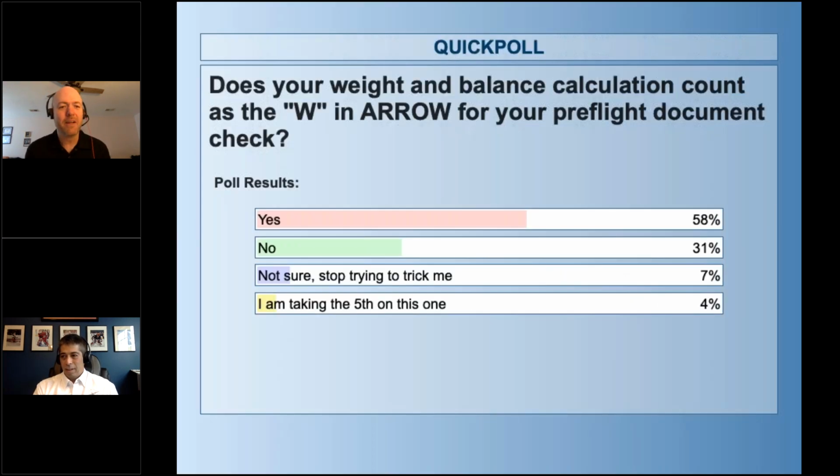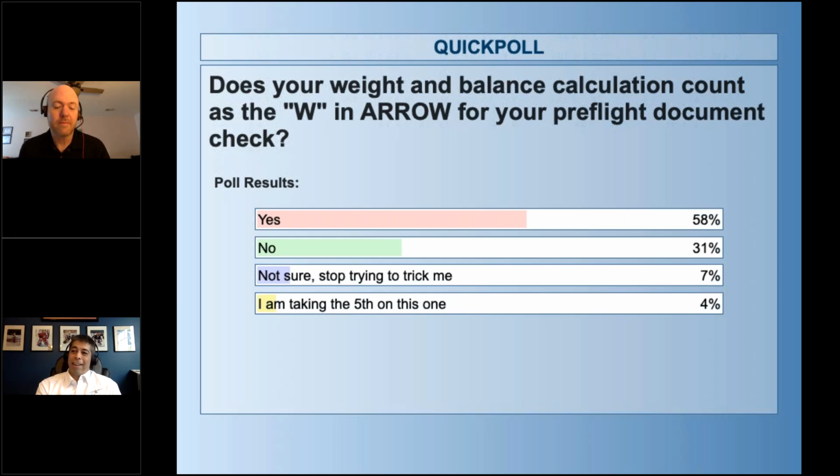That's right, when we hit 75% there, let's go ahead. There we go. All right, so we got lots of folks saying yes, it does count, and about 31 percent saying no, so 58 percent saying yes, 31 saying no. I like the folks that are saying not sure and I'm taking the 5th, which is totally fine. The honesty in this is fantastic. Thank you to that 7 percent that were honest. The amazing thing here is that you have to flip those in a Who Wants to Be a Millionaire?